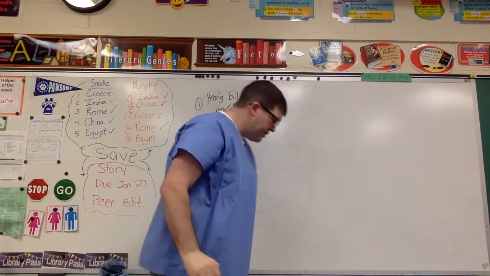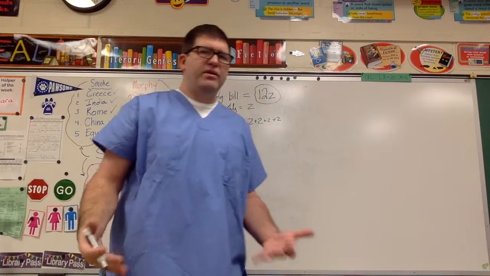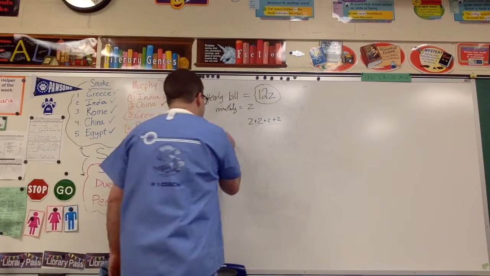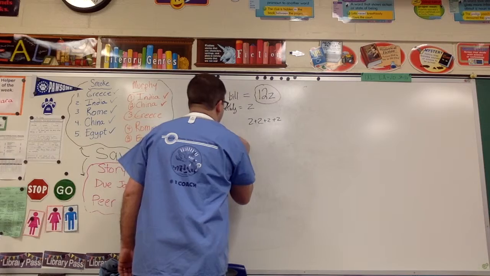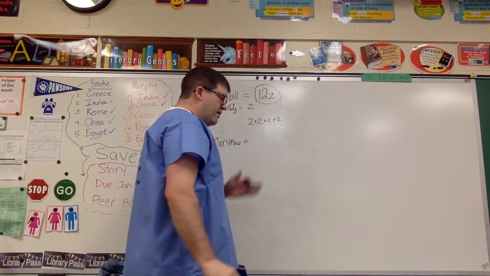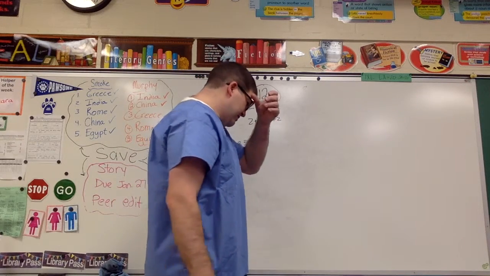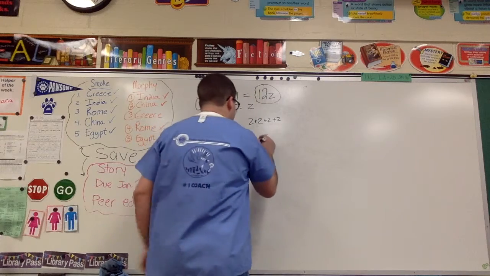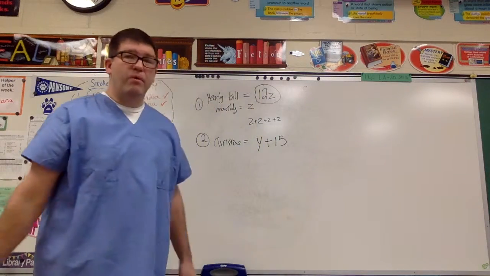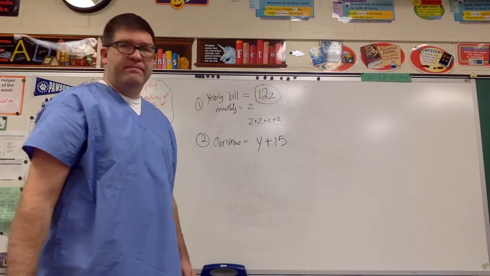Okay. Let's look at number 2. On the second page, Christine has $15 more than Tom. Tom has Y dollars. We know what Tom has, it's Y. We want to find out what Christine has. So Christine is equal to Tom, and then if you add $15 more, so I know Tom has this much, I add 15 because I know Christine has 15 more than Tom, so it's going to be Y plus 15.